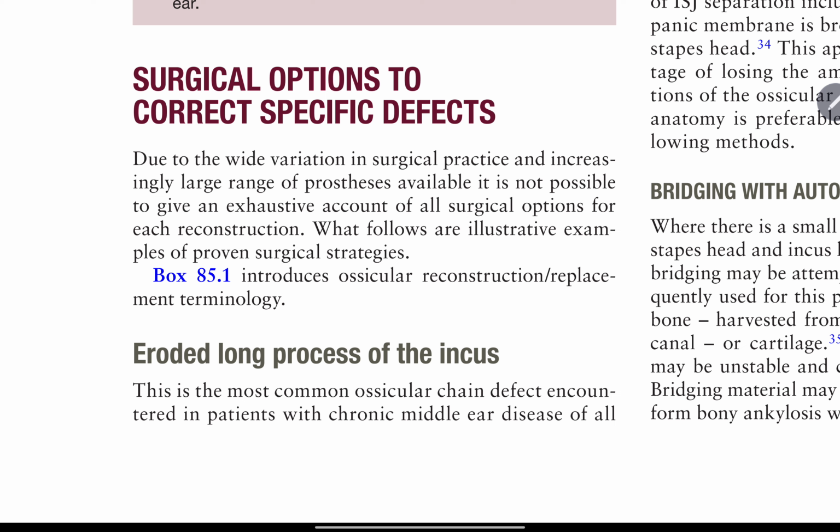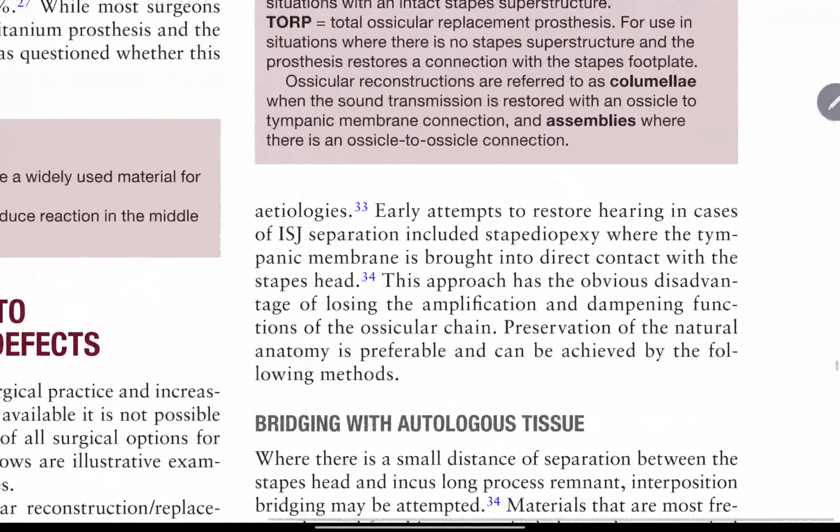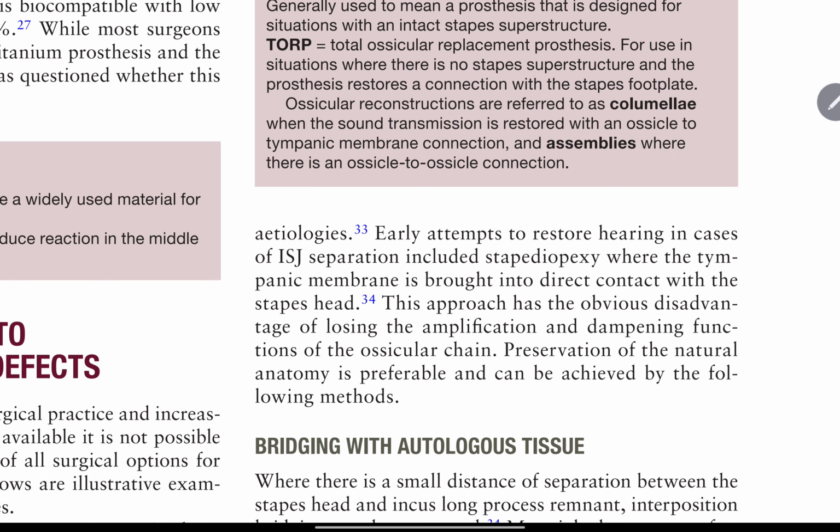Eroded long process of incus. This is the most common ossicular chain defect encountered in patients with chronic middle ear disease of all etiologies. Early attempts to restore hearing in case of ISJ separation included stapediopexy, where the tympanic membrane is brought into direct contact with the stapes head. This approach has the obvious disadvantage of losing the amplification and dampening functions of the ossicular chain. Preservation of the natural anatomy is preferable and can be achieved by the following methods.